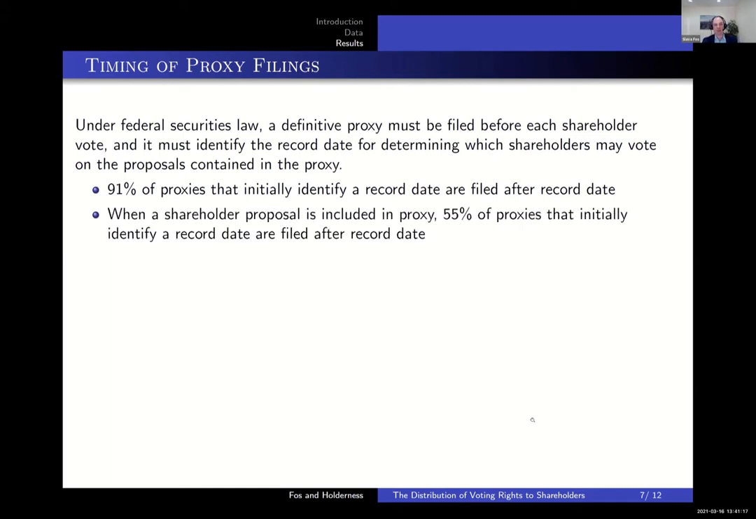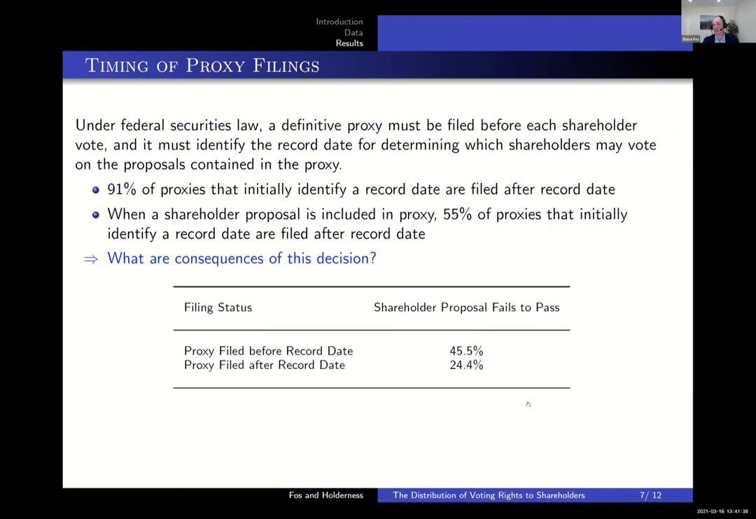This number is going to be a little bit lower. It's about 55% when we look at what we call non-regular meetings. In this case, 55% is a number that corresponds to cases when we have a shareholder proposal included in the proxy statement. But it looks like most of the time, if you learn this information from public sources, it's going to be late. Does it matter?